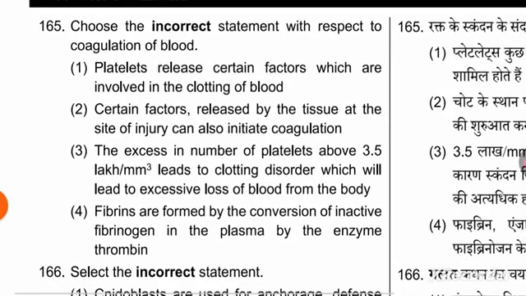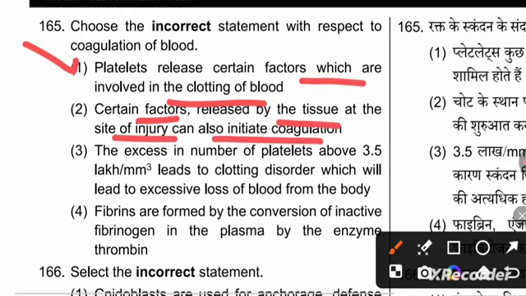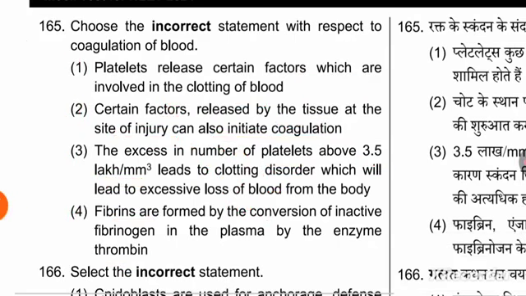Choose the incorrect statement with respect to the coagulation of the blood. Platelets release certain factors which are involved in clotting of the blood. Yes, right. Then certain factors released by the tissue at the site of injury also initiate coagulation. This is also right. The excess number of platelets above 3.5 lakhs, no. The platelet number is 1.5 lakh to 3.5 lakh. So this is the incorrect statement. Then fibrin is formed by the conversion of inactive fibrinogen with the help of enzyme thrombin. This is also correct. Third one is the incorrect statement. Let us move to the next question.